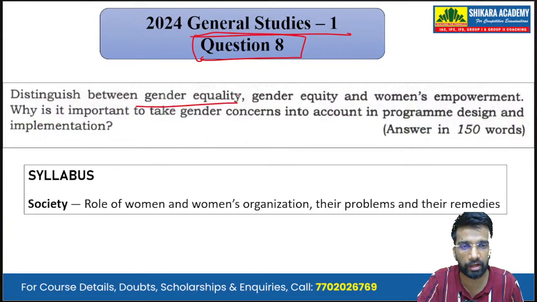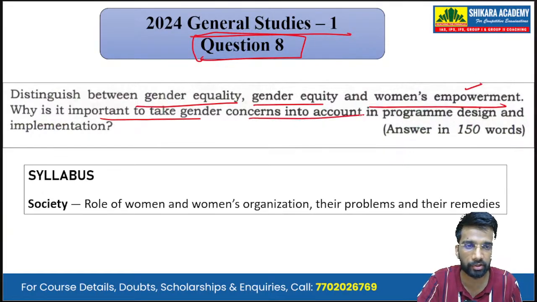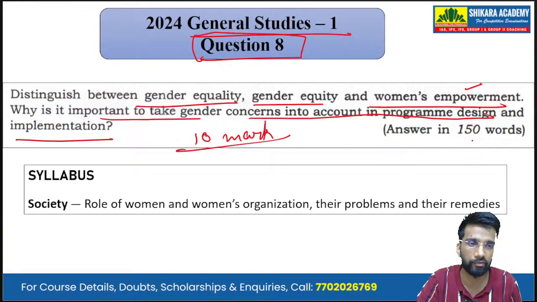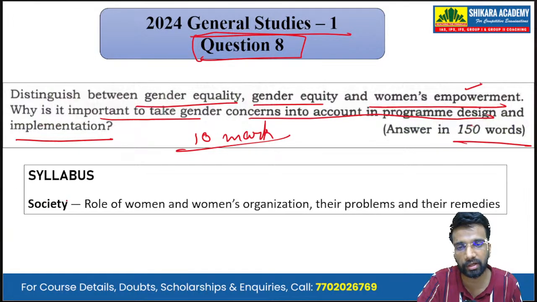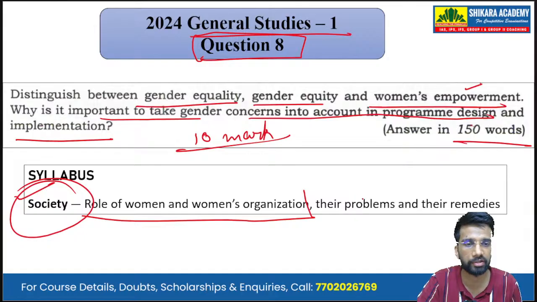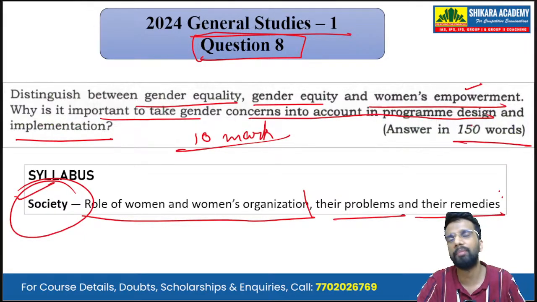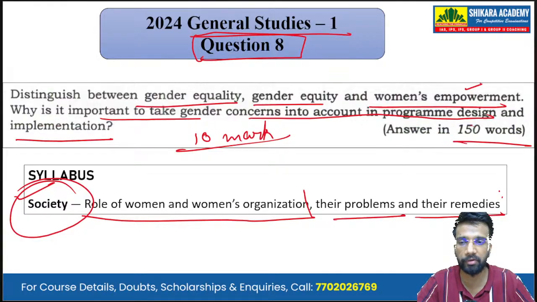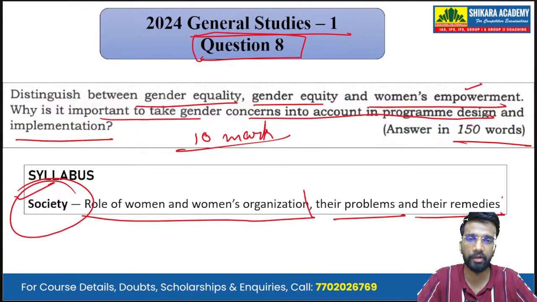Distinguish between gender equality, gender equity, and women's empowerment. Why is it important to take gender concerns into account in program design and implementation? A 10-mark question that we have to answer in 150 words. Mapping it with the syllabus, we can see that it has been asked from the subject of society, role of women and women organization, women's problems and their remedies. Now, this question is asking us to distinguish between gender equality, gender equity, and women empowerment.